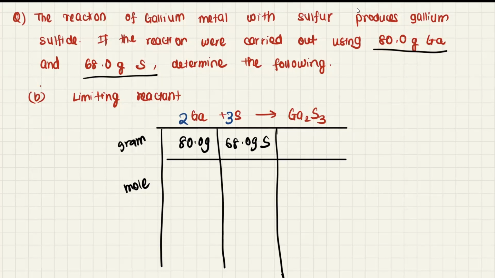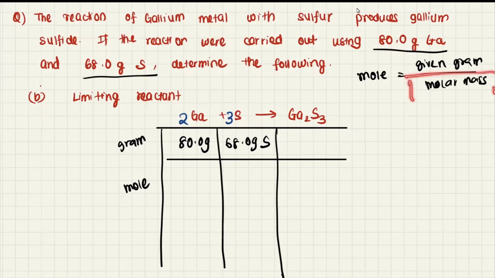Okay, you can use dimensional analysis, or if you still don't understand dimensional analysis, you can use a formula, which is mole equals given gram divided by molar mass. And I hope you know how to check molar mass from the periodic table. Okay, so the gram of gallium is 80 gram. So to find mole, we just need to do what?